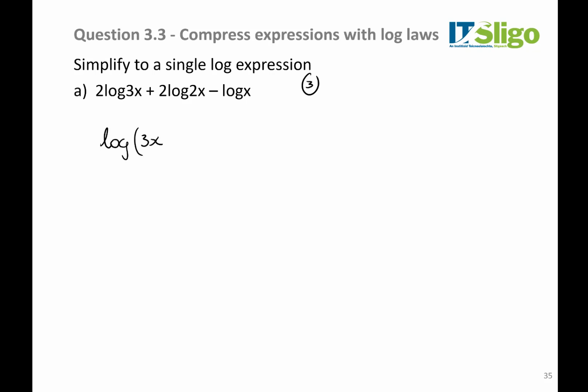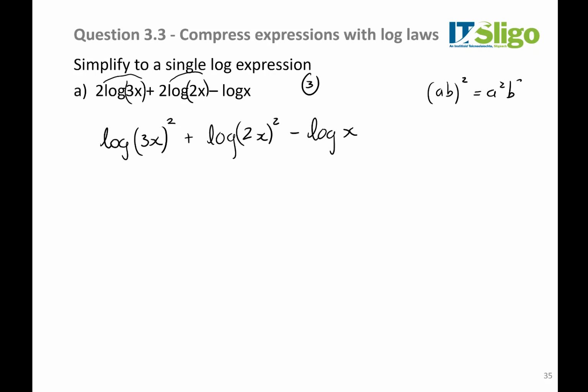And what we do is using rule 3. Now note how I put brackets around the 3x. So the 2 is going to come up to there and that 2 is going to come up to there. Plus the log of 2x to be squared minus the log of x. And finally, guys, remember, if you're squaring a term, both bits get squared.